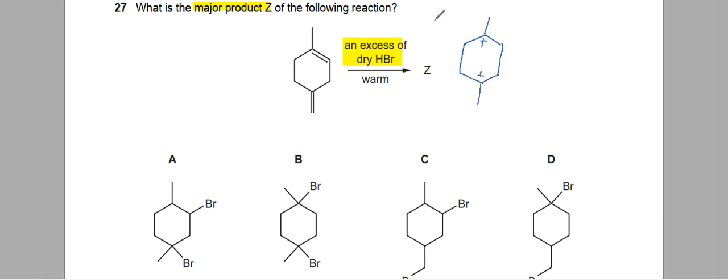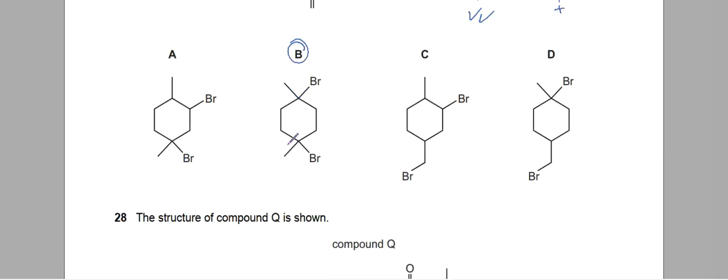Then the bromine will come and react. There is also another option of forming the carbocation with the positive charge on this position and at this position here, but these are less stable. The tertiary one is the most stable, so we expect the product to look like this.